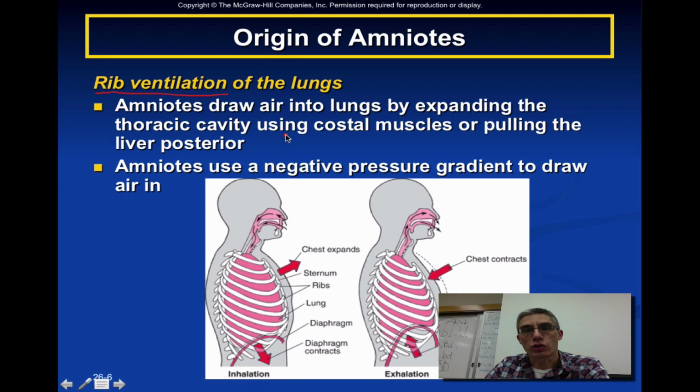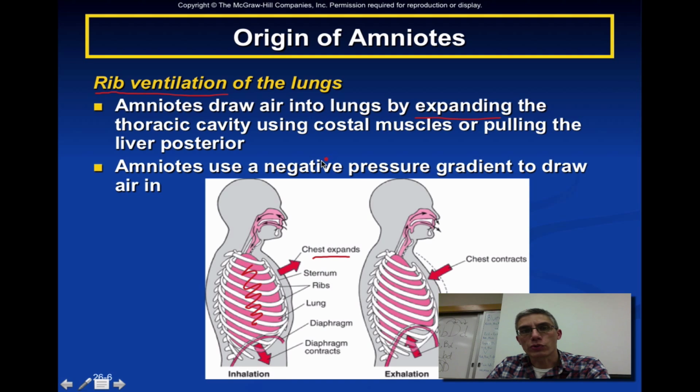Now amniotes are going to draw air into the lungs in a special way. What they're going to do is they're going to expand that thoracic cavity, and so this area right through here is considered the thoracic cavity. And when it says expand, it's talking about basically bringing that thoracic cavity out. In other words, if you think about taking a breath, as you inhale, you bring air into your lungs. Well, what that does is it kind of expands that chest cavity. And what it's going to do next is it's actually going to use special muscles called costal muscles, which will actually allow the liver to be pulled kind of posterior in the animal's body.